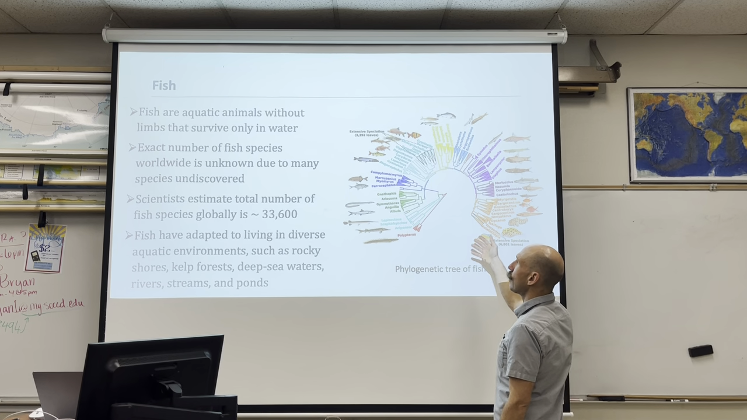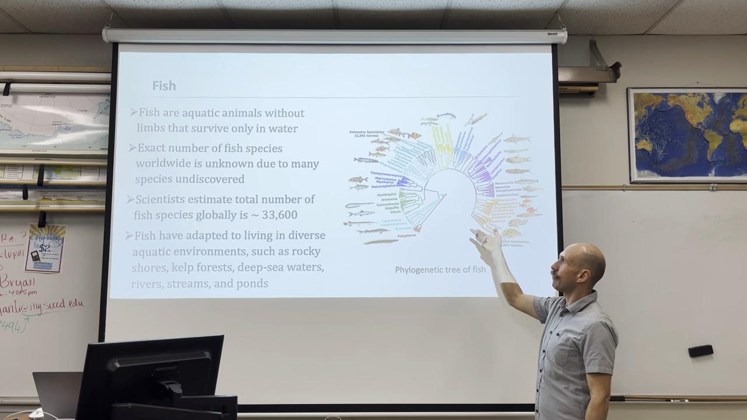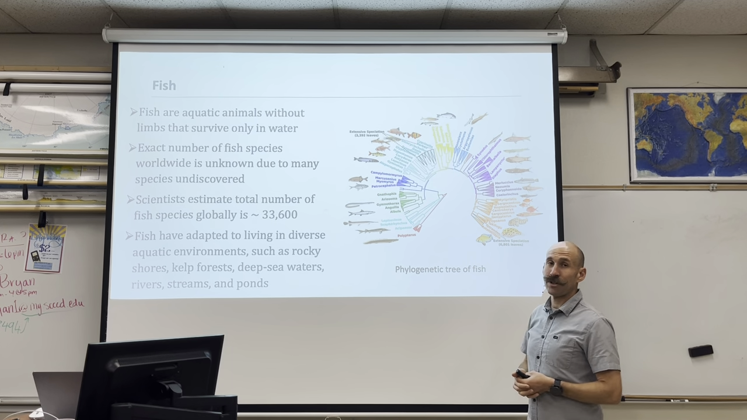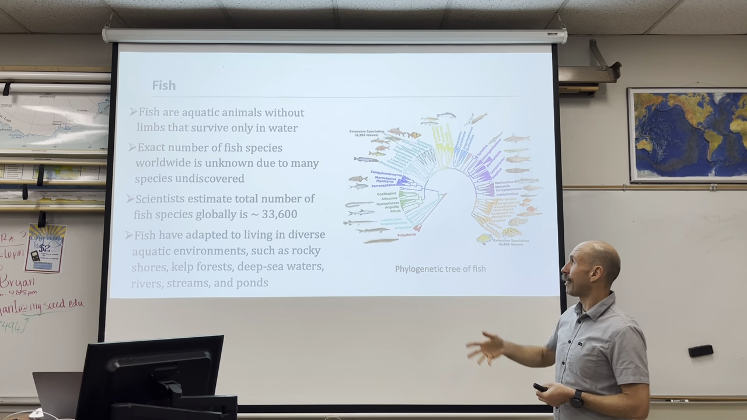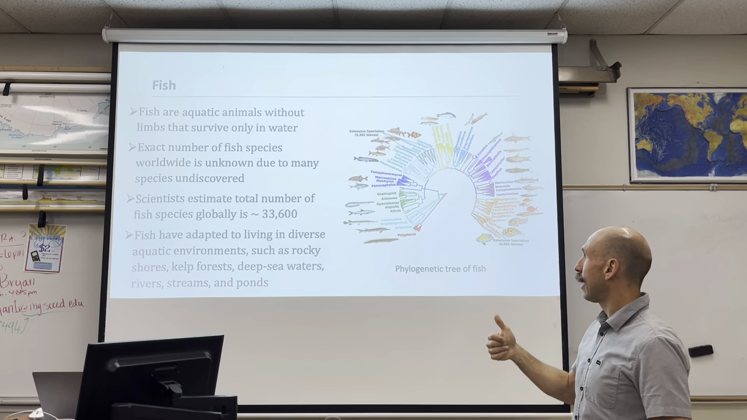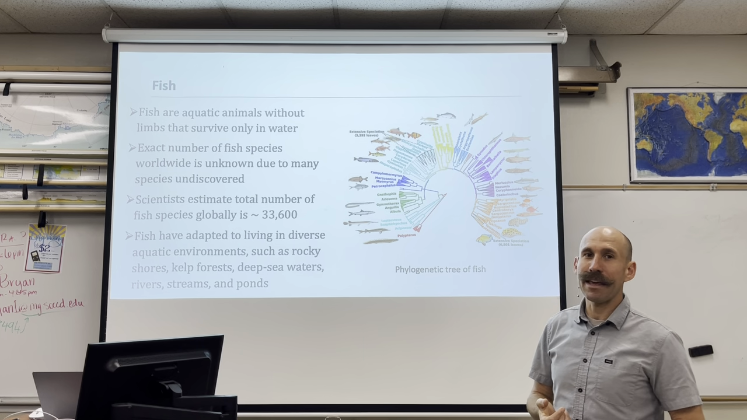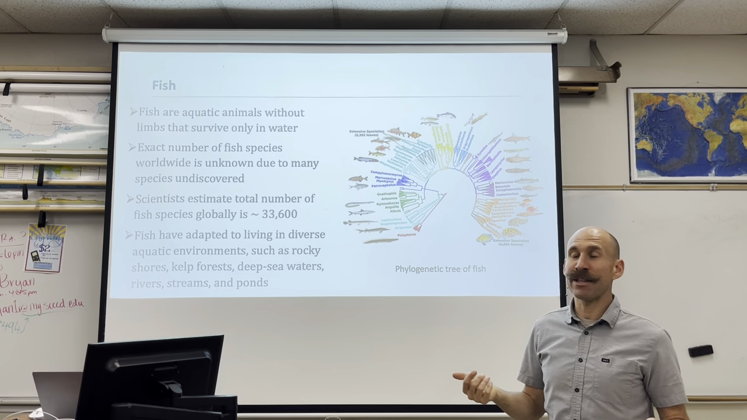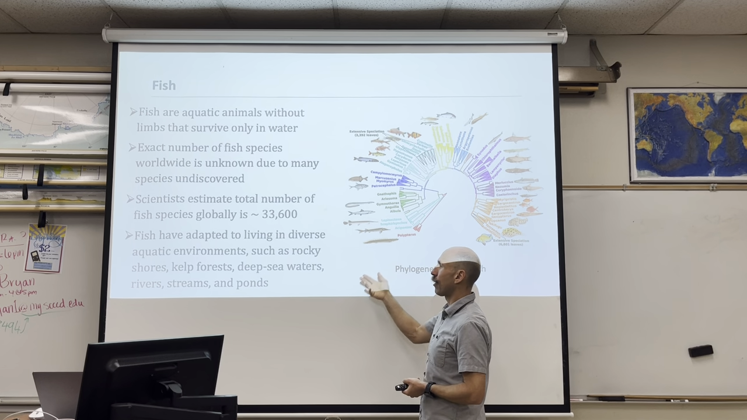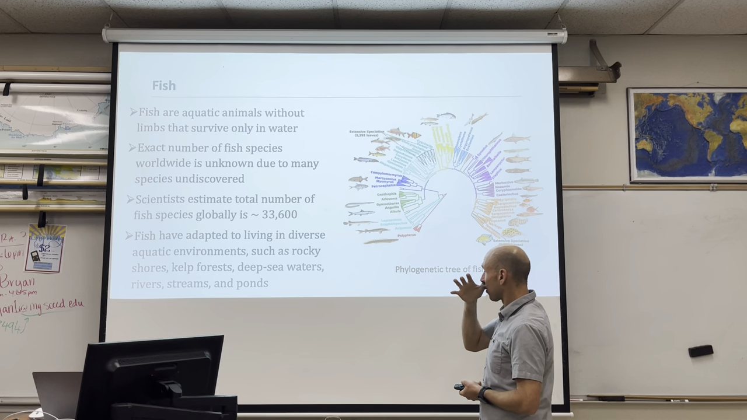So let's talk about fish, aquatic animals with limbs that only live in water. Who knows how many species of fish there are, but there's a lot. Right now, about 34,000 have been identified and counting, and fish live in pretty much every environment in the ocean. Rocky shores, sediment shores, kelp forests, deep waters. They live on land and river streams and ponds.